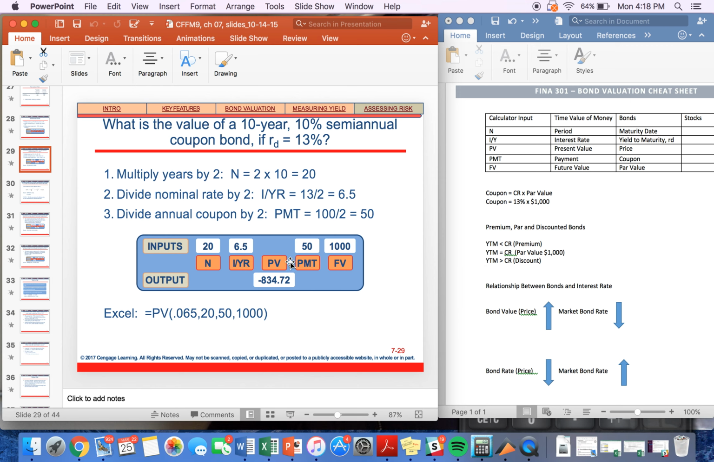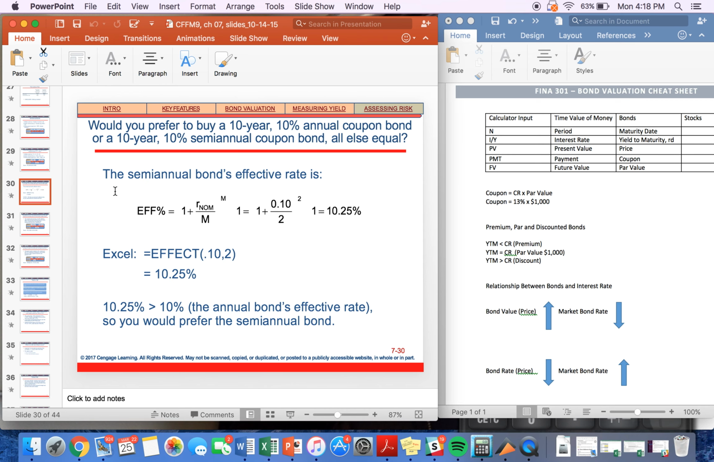And that's as simple as that with your semi-annual. You just have to remember that you multiply your period by 2 and you divide all your rates by 2, okay?